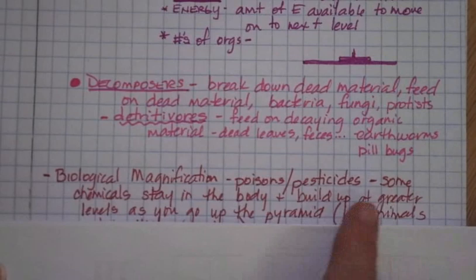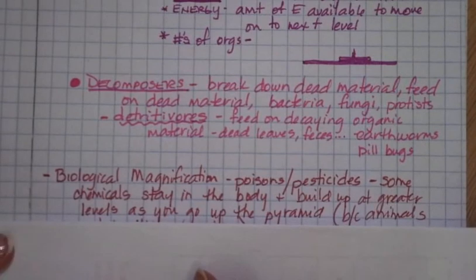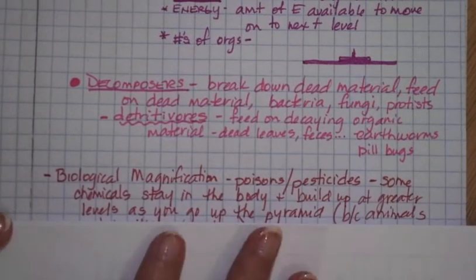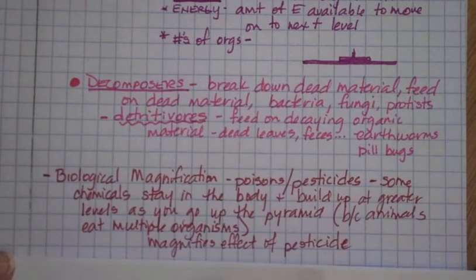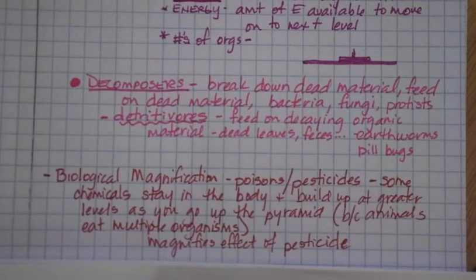So some chemicals stay in the body and build up at greater levels as you go up the pyramid, because animals eat multiple organisms. They don't just eat one grasshopper. They're going to eat multitudes of those grasshoppers. And this, in essence, magnifies the effect of the pesticide or whatever toxin or poison that you put on it. It might be that we have great reasons for putting the poisons on there, but that still doesn't negate the fact that they do have an impact on other organisms in the environment.